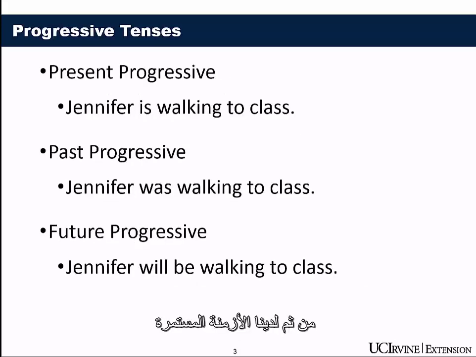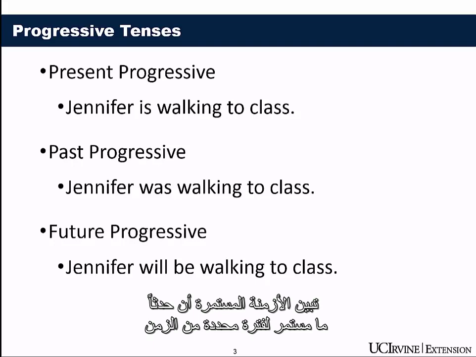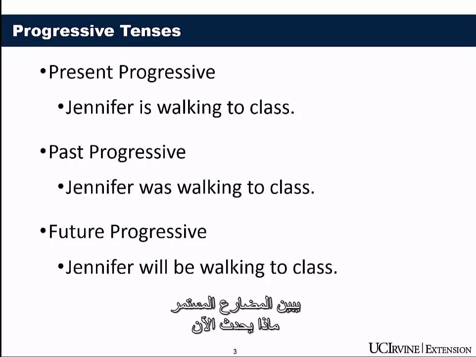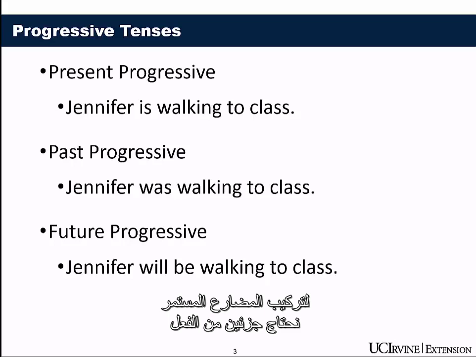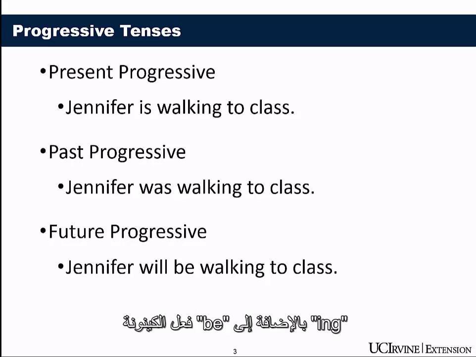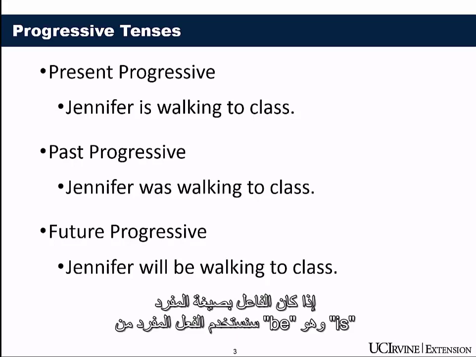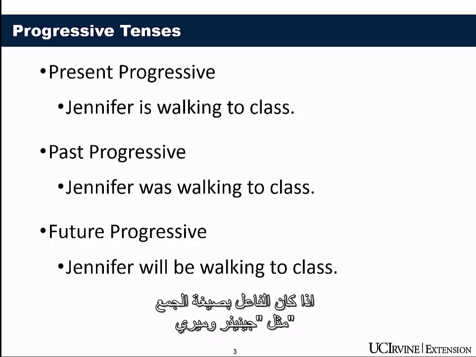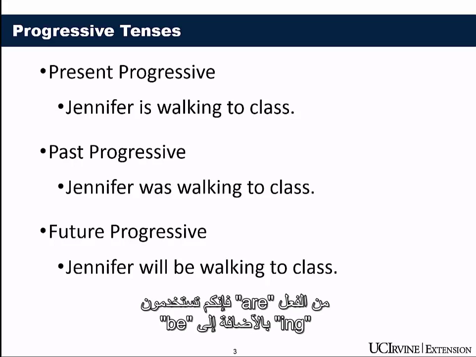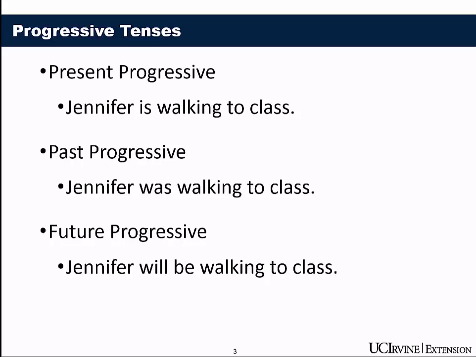Then we have the progressive tenses. Progressive tenses show that an action is continuing at a certain period of time. Present progressive shows what is happening right now. To make the present progressive, we need two parts of the verb. We need a be verb and an ing. If your subject is singular, then you'll use the singular be verb is. If your subject is plural, like Jennifer and Mary, you use the be verb are plus the ing.